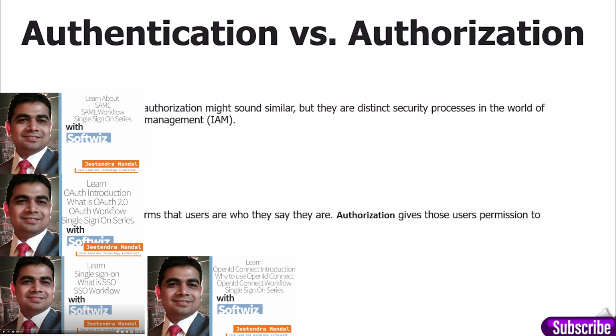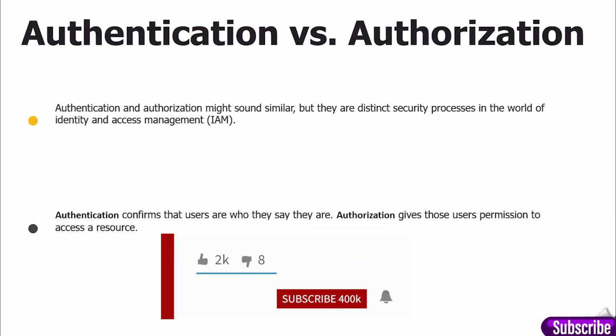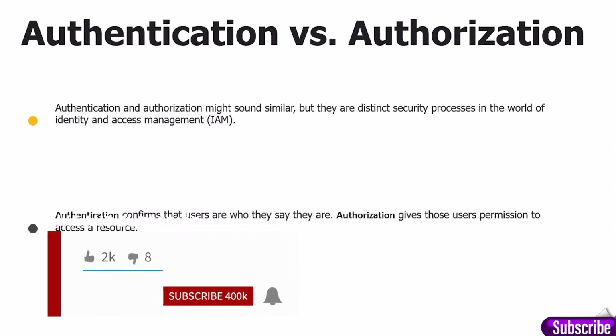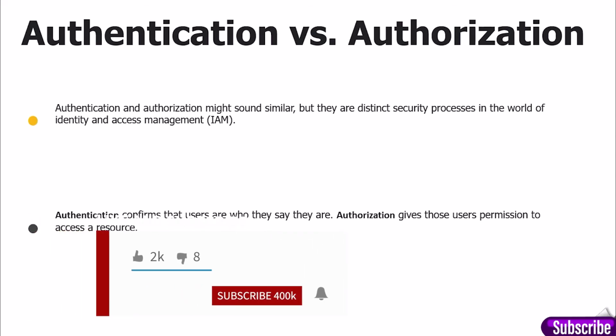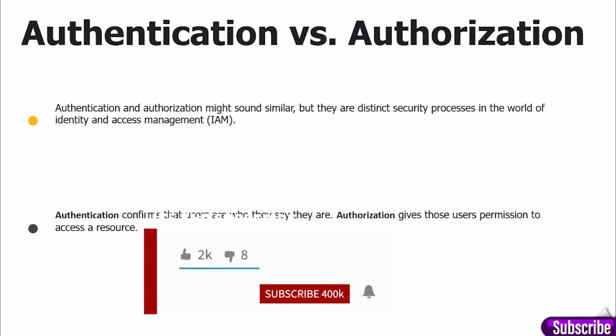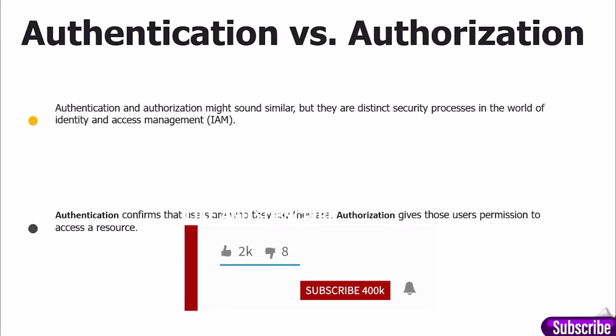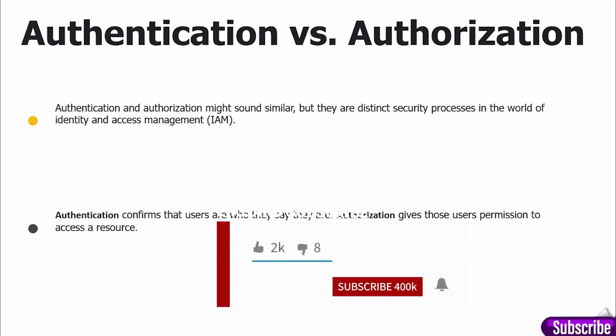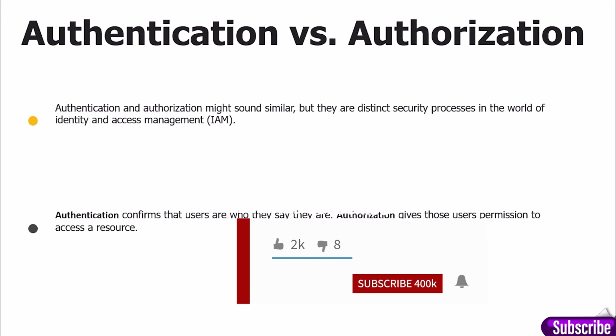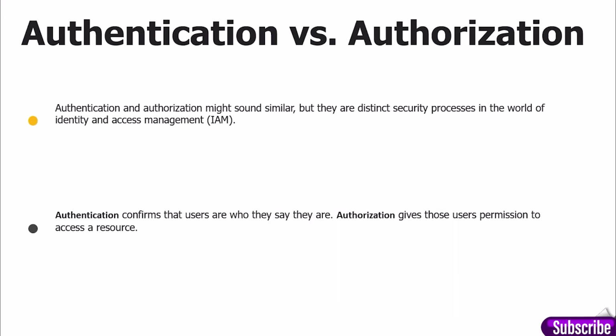So let's start. Authentication and authorization might sound familiar, but they are distinct security processes in the world of identity and access management, which is also called IAM in short. Authentication confirms that users are who they say they are, and authorization gives those users permissions to access a resource.